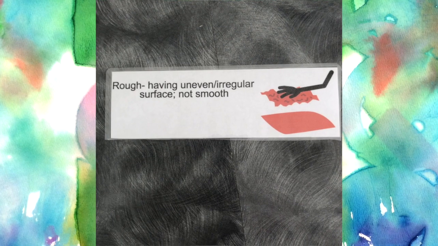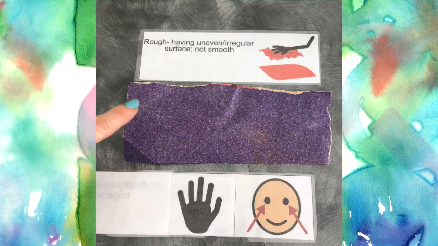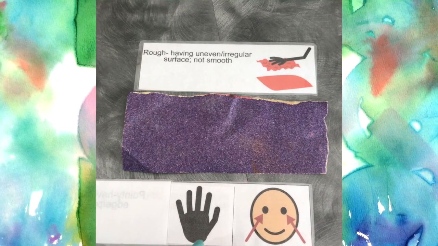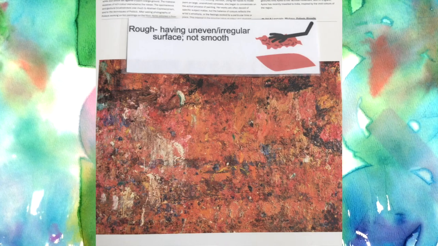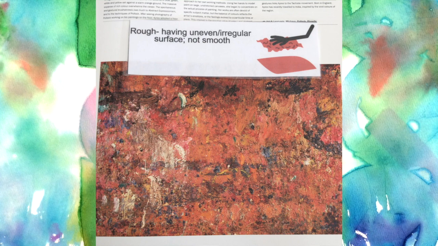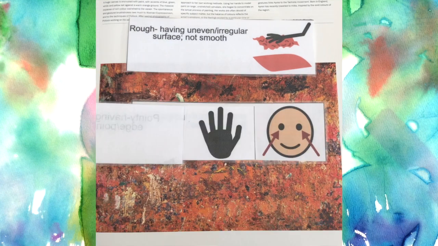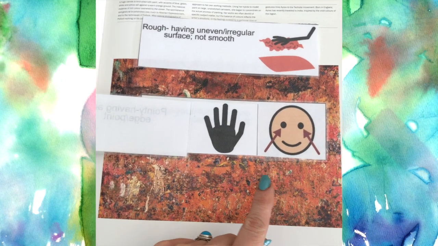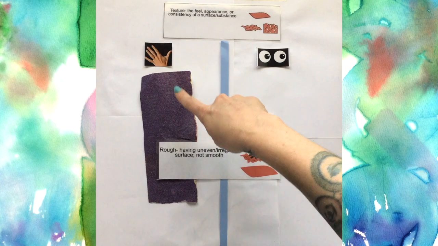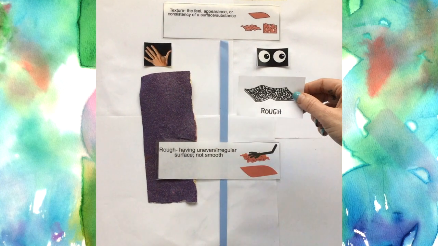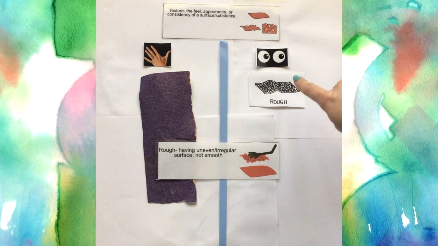Let's move on to rough, like this sandpaper. I can feel the bumps and uneven surface. It's actual texture. Himba is an abstract painting created by Jillian Ayres. It has a rough looking texture. You cannot feel it, but you can see it. It is implied texture. Sandpaper is actual rough texture. This illustration of rough texture is implied.